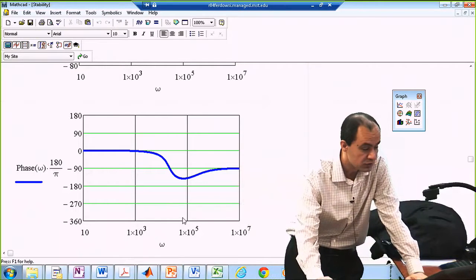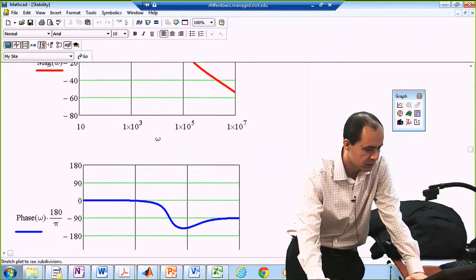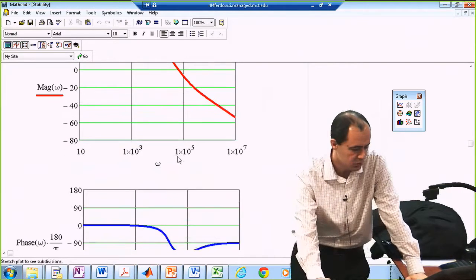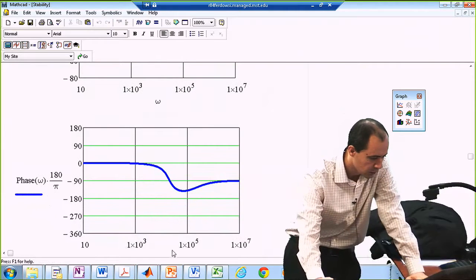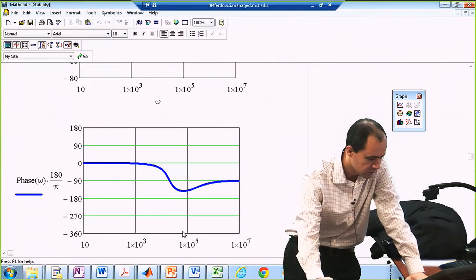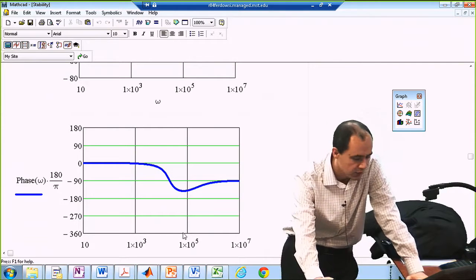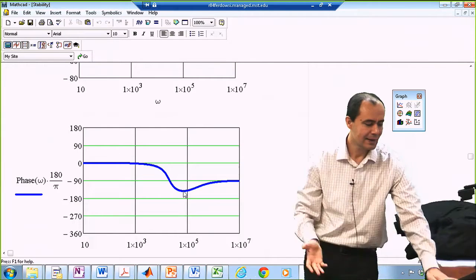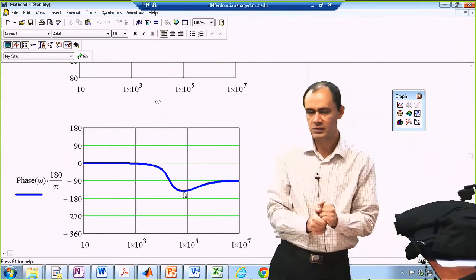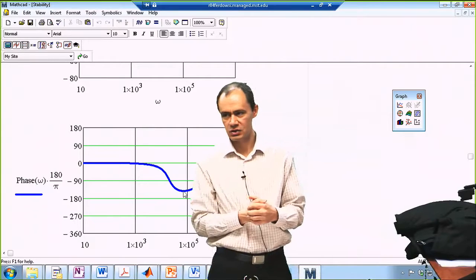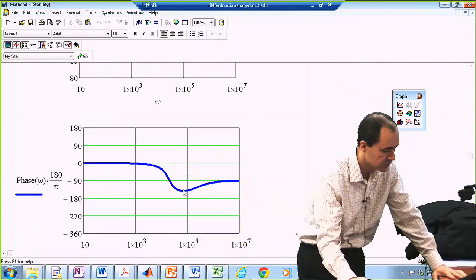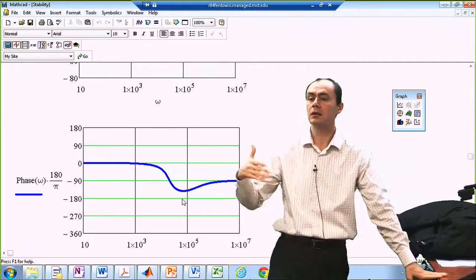So remember, from the magnitude graph, I realized my crossover frequency is slightly less than 100,000 radians per second. So let's look at the phase margin. This is my frequency, omega c, the crossover frequency. I look at the value of my phase. It's about negative 135 degrees. I have to add another 180 degrees to it. So my phase margin is 45 degrees, which is basically the distance between my curve and the line of negative 180 degrees at the crossover frequency.